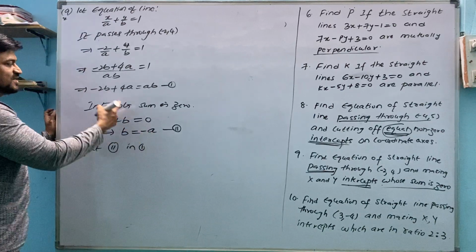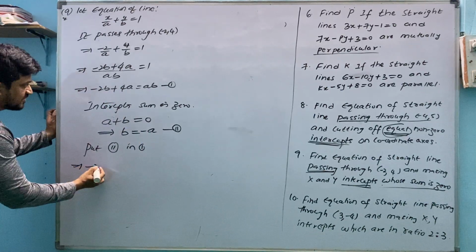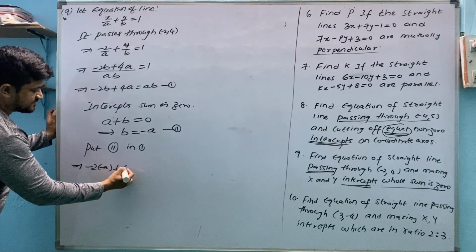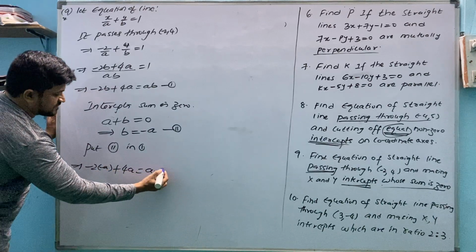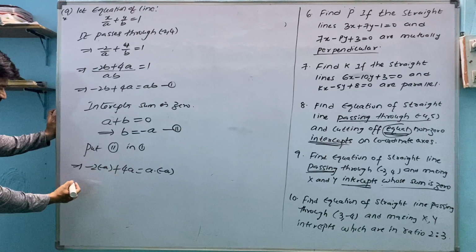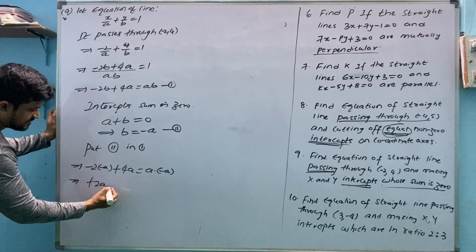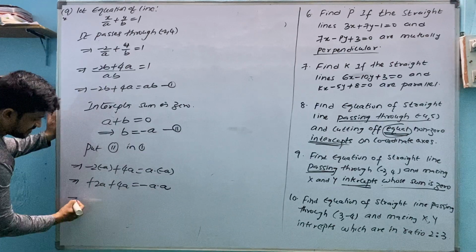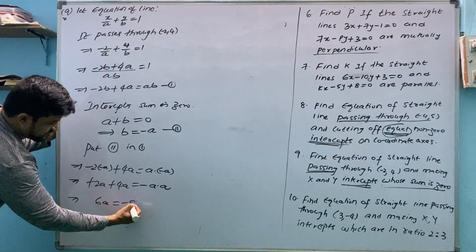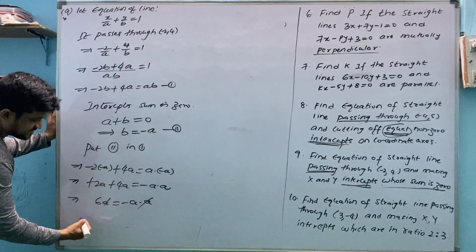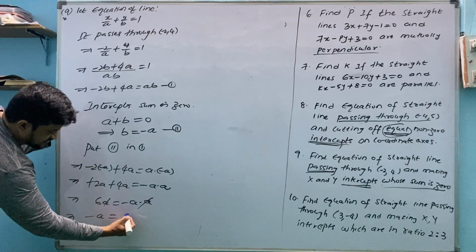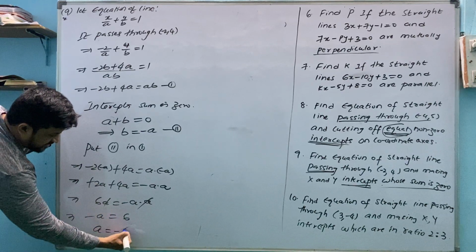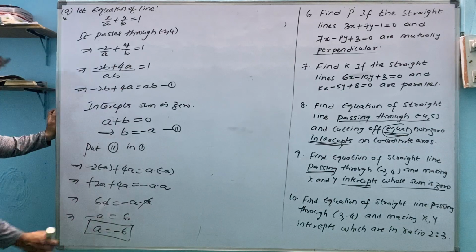In place of B, we will take minus A. Here minus A into 2 into A is plus 2A, plus 4A is equal to minus A into A. 6A is equal to minus A into A. Multiple A's cancelled. Minus A is 6. Minus sign you can send to the right side. A is equal to minus 6.